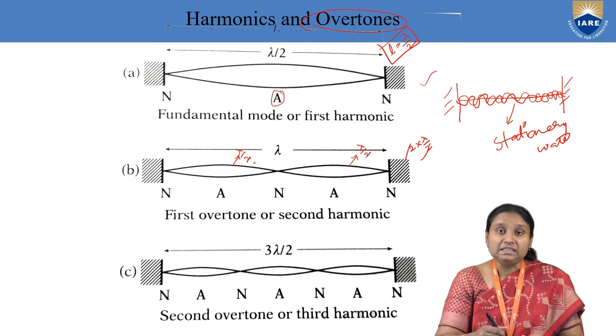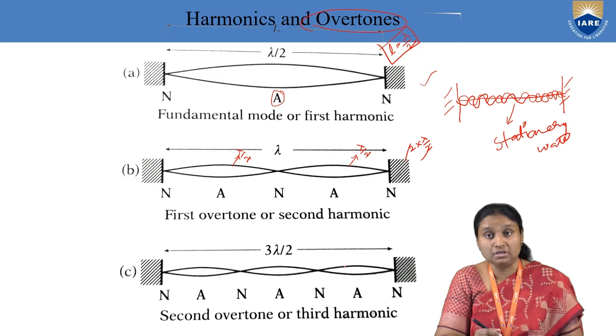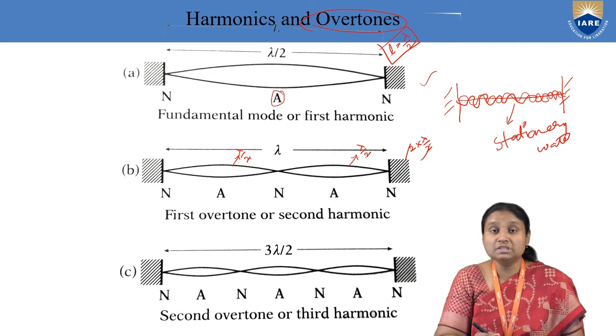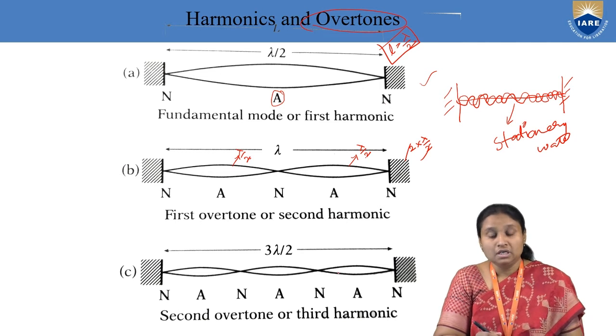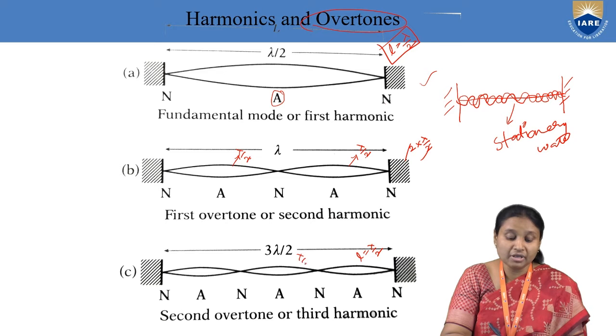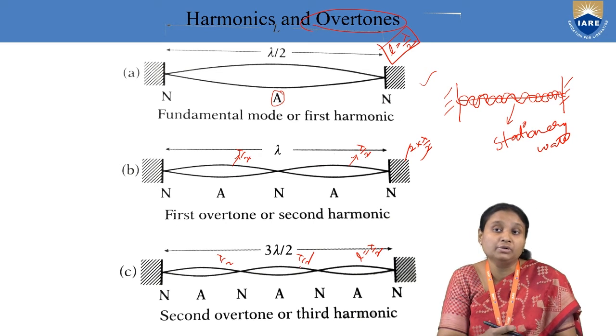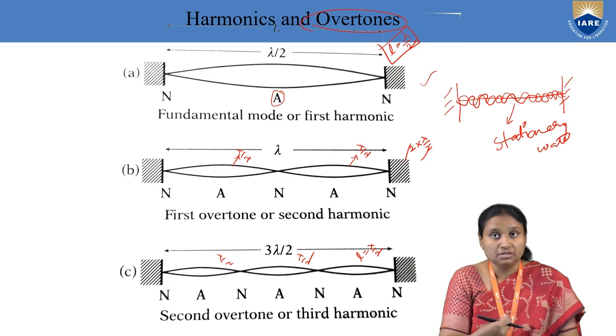Whereas in the third case, as we can make out, there is formation of three loops. It means that I have three antinodes, maximum amplitude positions, and I have 5 nodes. So again, what is the length of each loop? Length of each loop is given as lambda by 2. So here lambda by 2, lambda by 2, lambda by 2. It means that 3 times lambda by 2 is the length of the string.